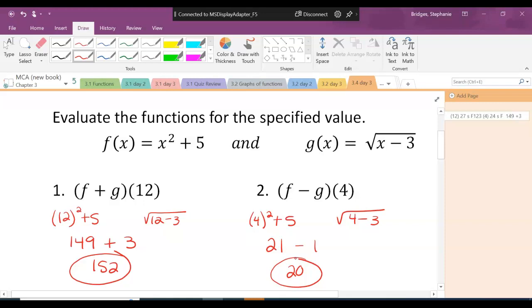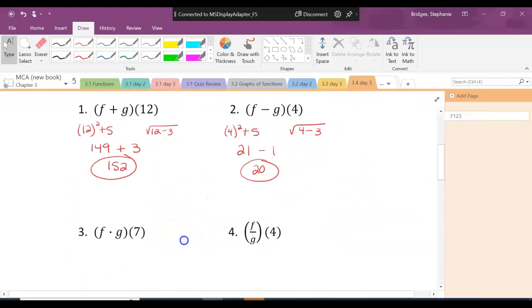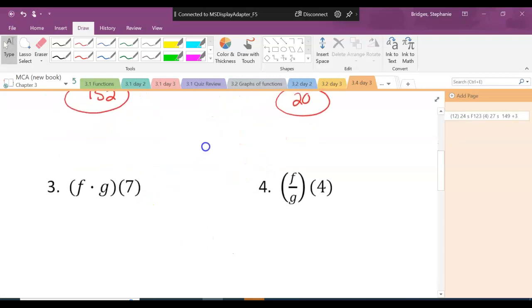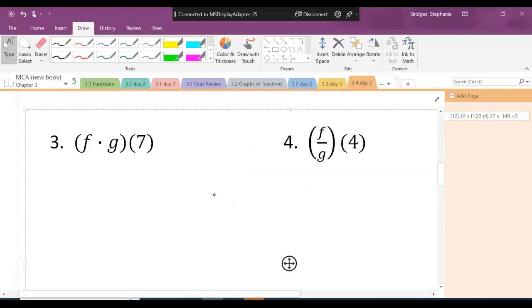A little bit easier than the stuff we did yesterday? Yeah. Okay. All right, same concept with these two, except for we're multiplying and dividing. I'm going to write the functions on the board. And I didn't write them twice. So you're going to do this the same way you did with the adding, subtracting. Do each one individually. And then for 3, you would multiply the results. And for 4, you would divide the results.